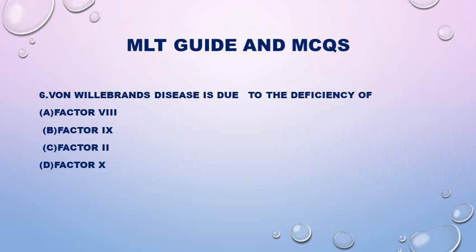6. Von Willebrand's disease is due to the deficiency of options A. Factor 8, B. Factor 9, C. Factor 2, D. Factor 10. The answer is option A. Factor 8.